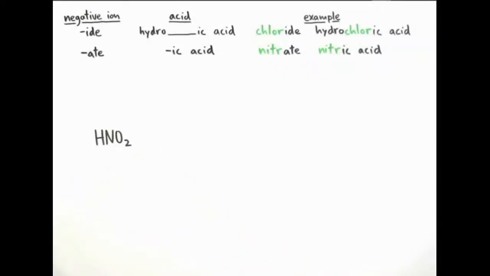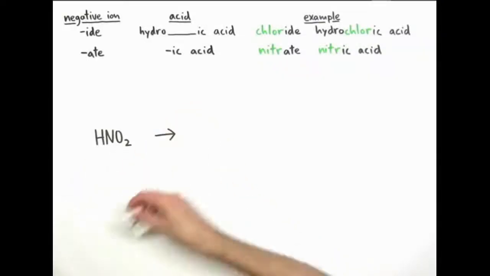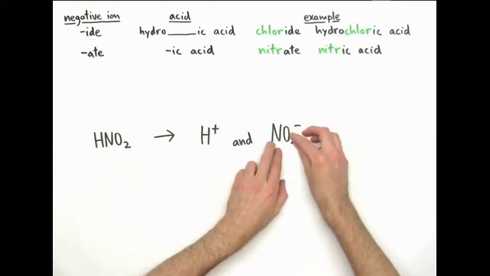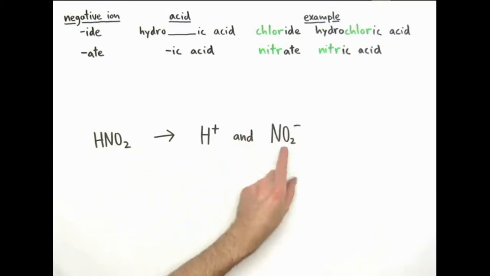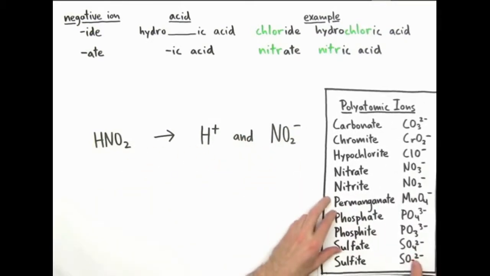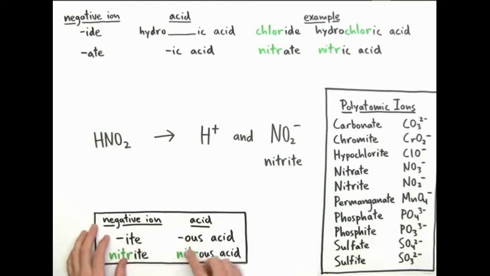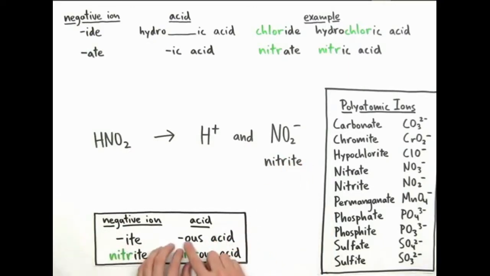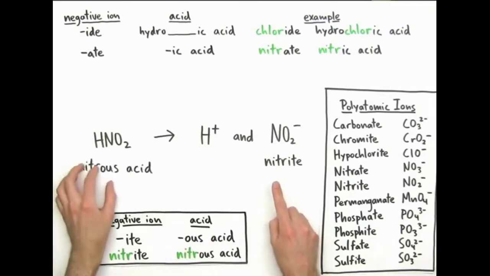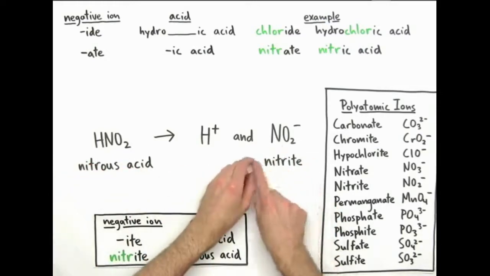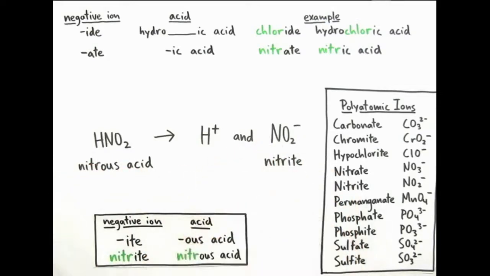Here we have HNO2. We're going to break this apart into H plus, and then the polyatomic ion, which is everything else, NO2 with a 1 minus charge. NO2 1 minus, what's the name of it? It is nitrite. And the rule that we use to name these is that if it ends in ITE, you remove the ITE and then you put OUS acid. So we go from nitrite to nitrous acid. So nitrous acid is what we call the acid that contains nitrite as its negative ion.